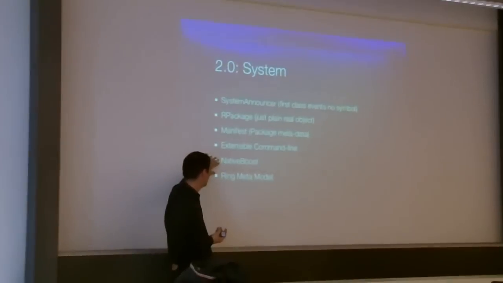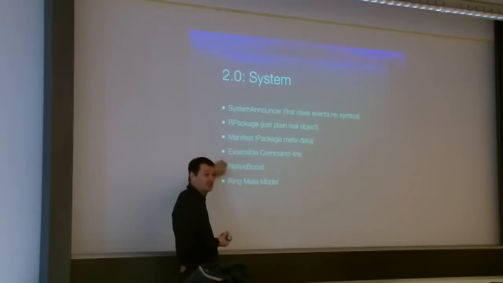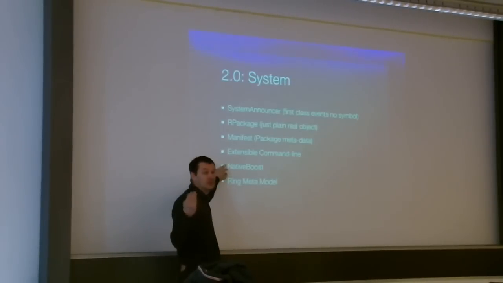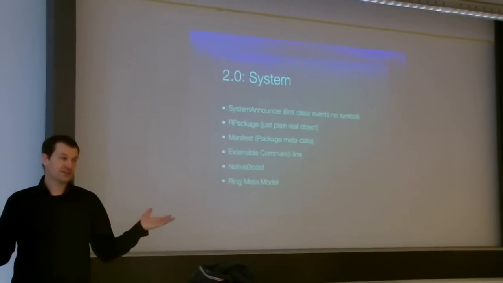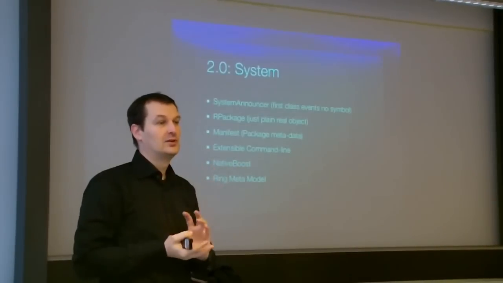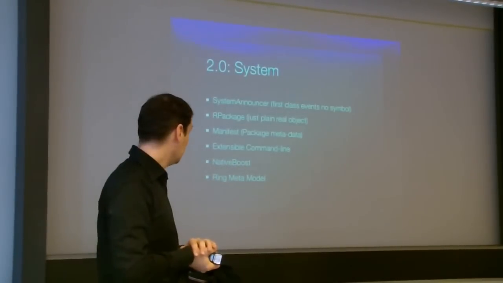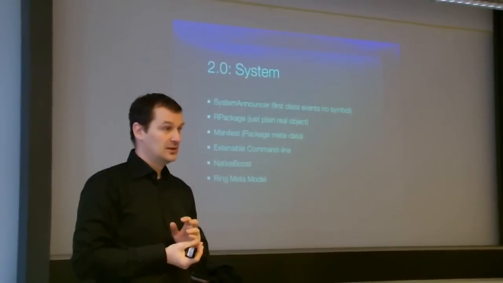So we have NativeBoost. For the moment, NativeBoost is not used per se, but this is really important because for Pharo we have vector graphics and a Cairo backend, and NativeBoost is really a key part. NativeBoost is a library that generates assembly code plus logic of how to call functions in the system. And we continue to have the Ring meta model.